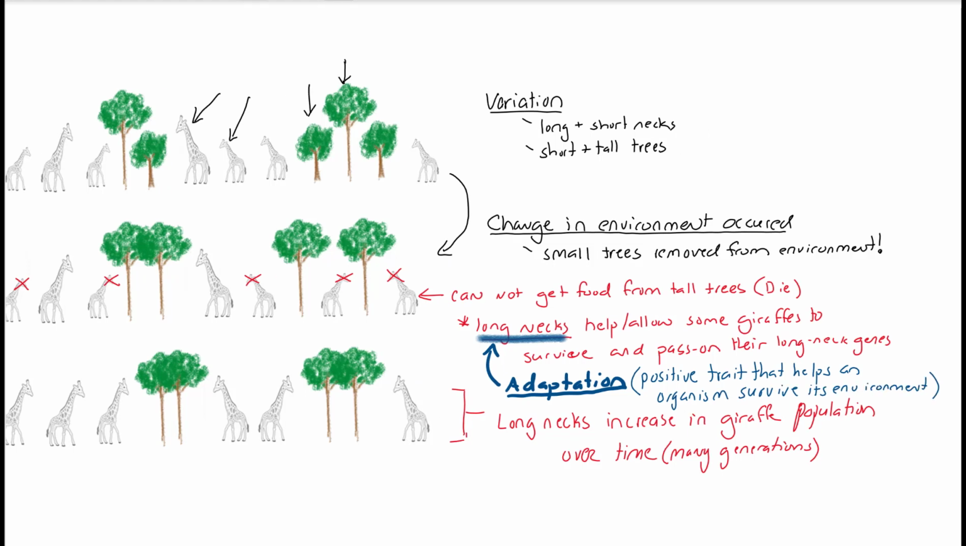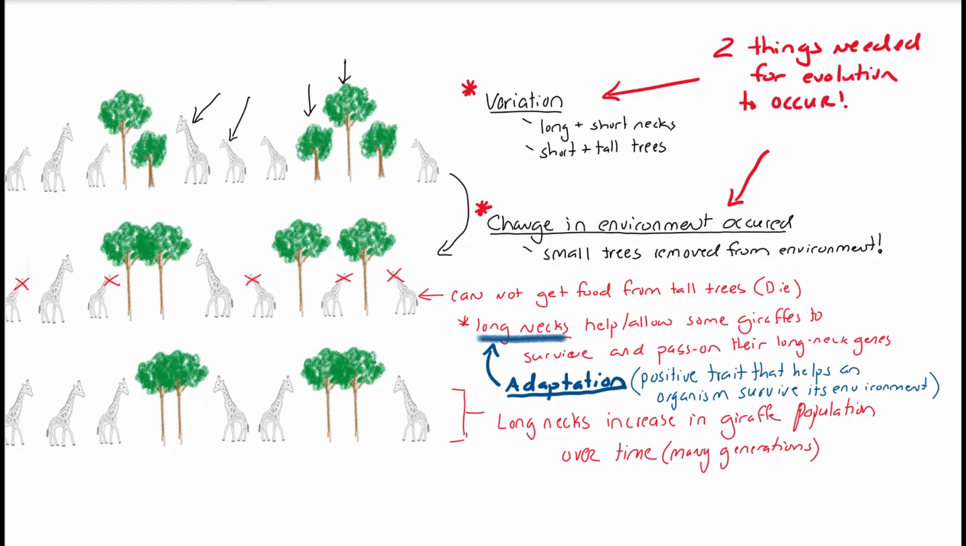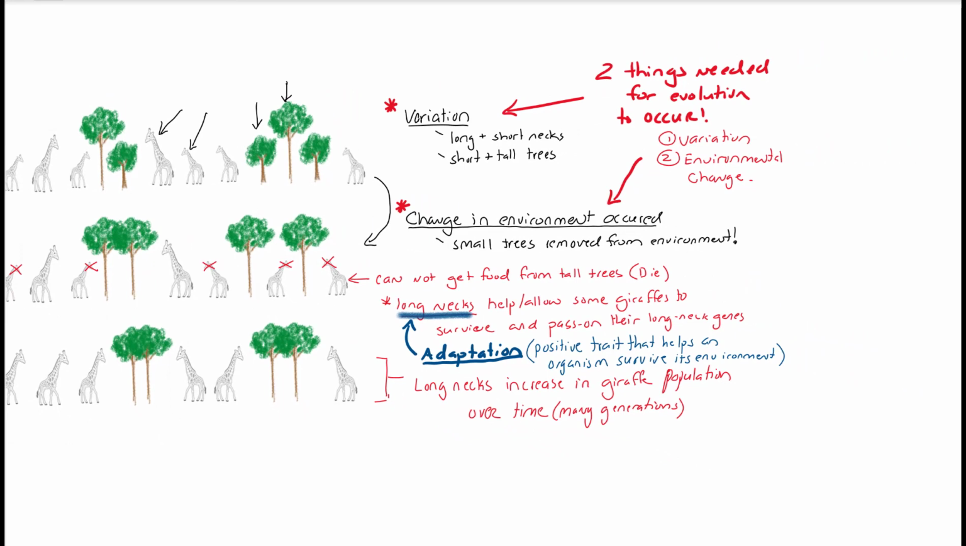That's a key word. But if you notice, there are two major things you need for evolution. You have to have variation, and you have to have a change in the environment. Change in environment will choose certain variants to live and others to die.